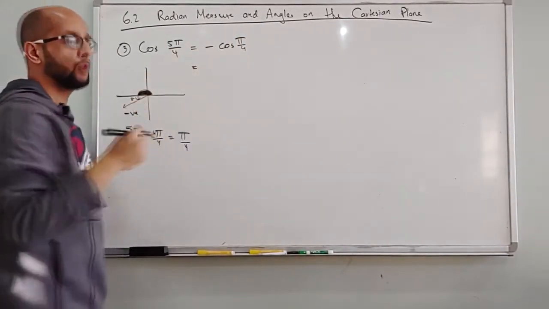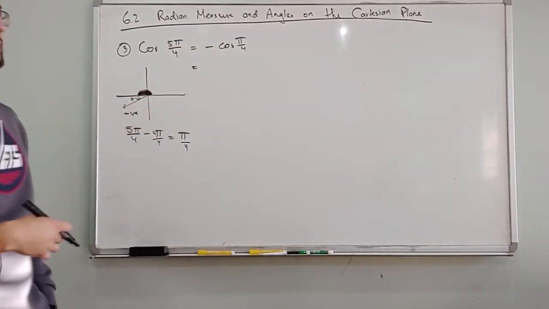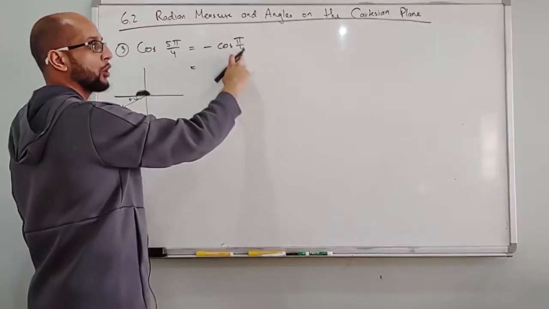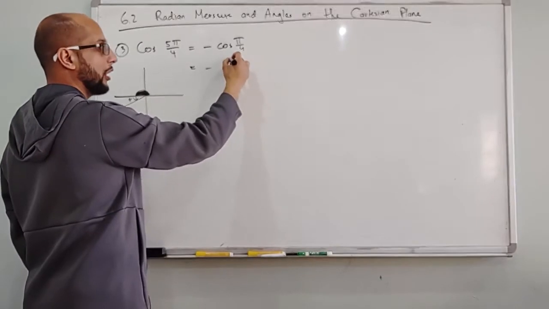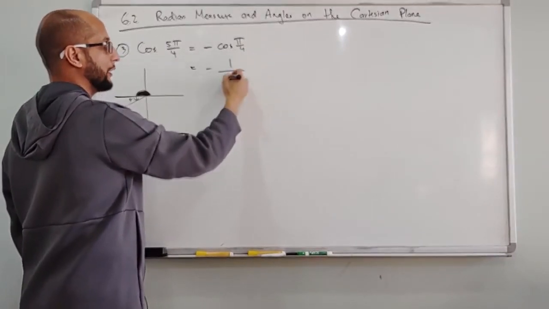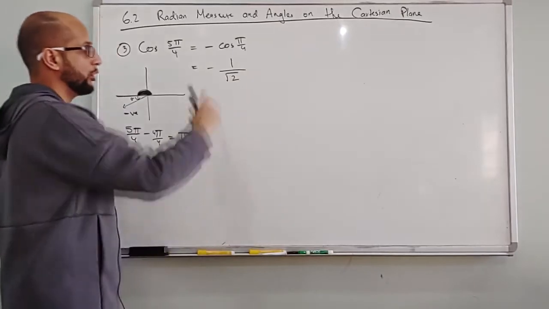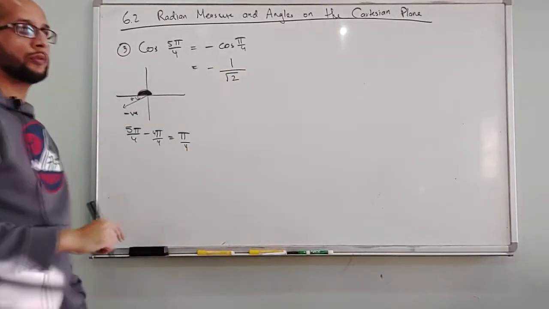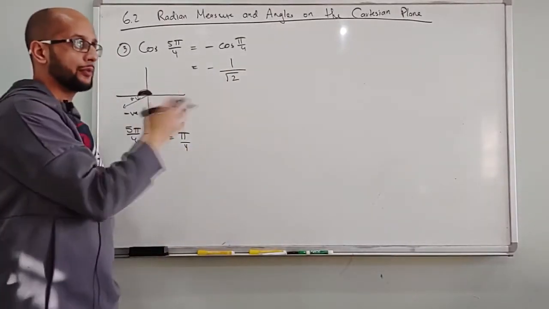Now cosine of pi over 4 goes back to my special triangles. If you remember, cosine of pi over 4 would be the adjacent is 1 and the hypotenuse is root 2. So it's negative 1 over root 2, and there would be your answer.